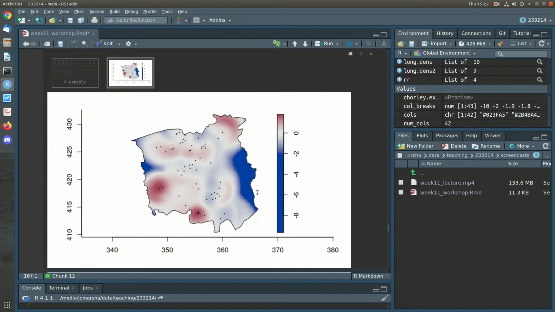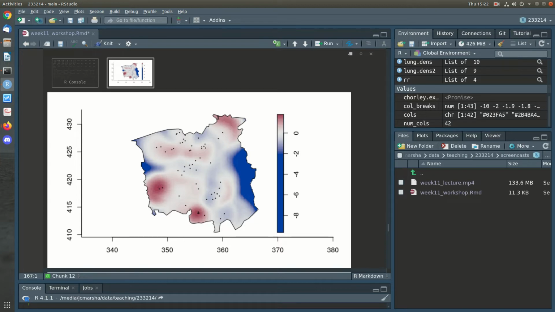So red colours, you've got more larynx cancer compared to lung cancer, and blue colours you've got more lung cancer compared to larynx cancer. We do notice that there's a couple of blobs here that are potentially heightened, and maybe up here as well, which is a bit odd because we don't actually have any data up here.